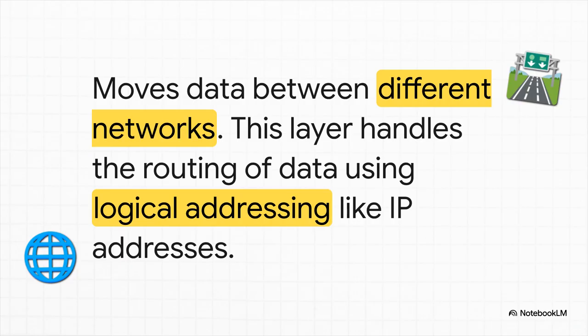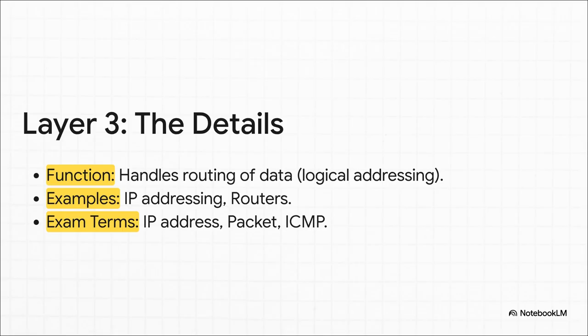Its one and only job is to move data between different networks. You know, if Layer 2 is like delivering mail on your own block, Layer 3 is the entire global postal service, figuring out the best route to get a letter from your house to another country. And its most important tool for the job? The IP address. That's the logical postal code-like address for your device on the internet.